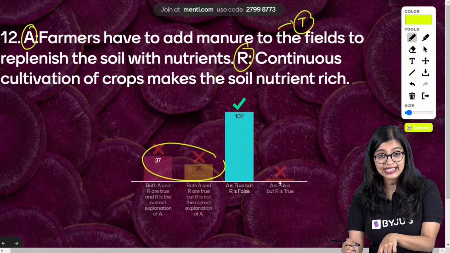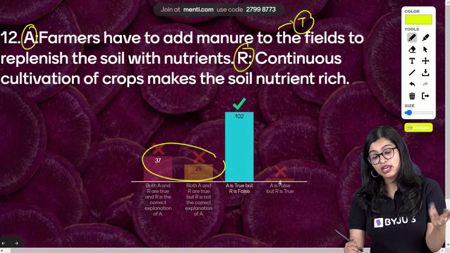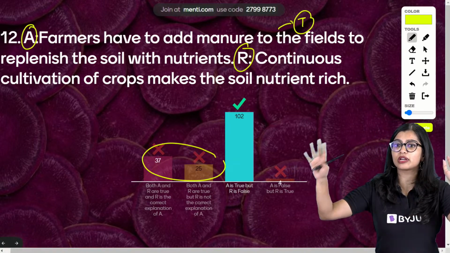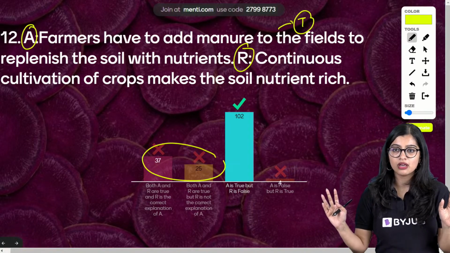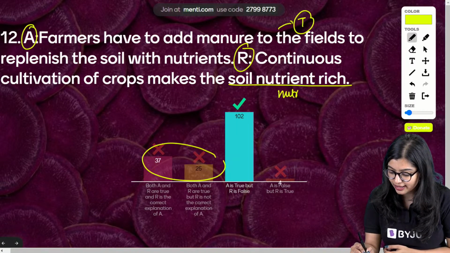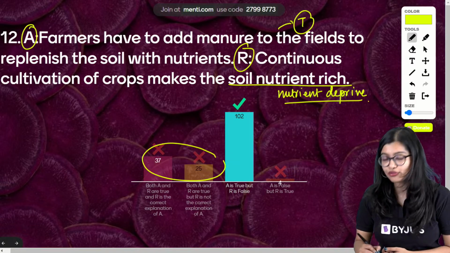Now, the reason is that continuous cultivation of crops makes soil nutrient rich. If I keep growing crops, my nutrients are going to decrease more and more. I think suddenly nutrients are getting replenished from God knows where? Absolutely not, right? It makes the soil nutrient deprived. It will deprive your soil of nutrients.